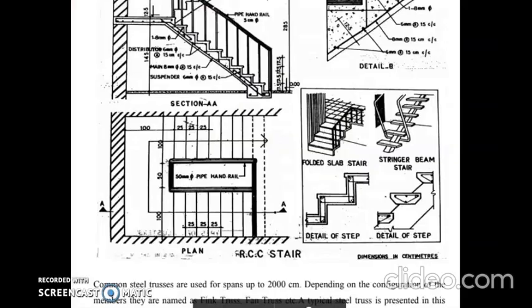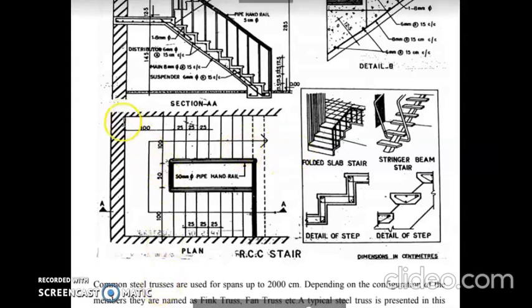So we got the number of rise and the number of thread, and first we can draw the plan. We have to draw the plan, then only the section. First we draw the size of staircase room, which can be taken as 100 plus 50 plus 50, which is the width of the staircase room, and the length, which can be up to this level.